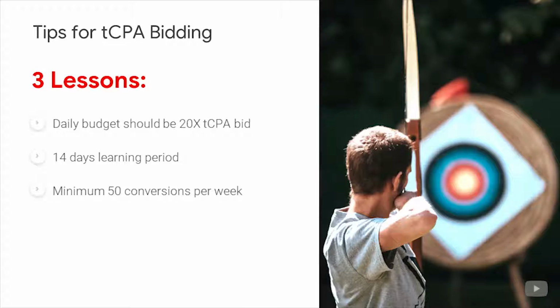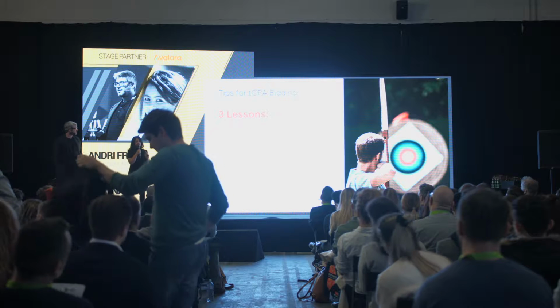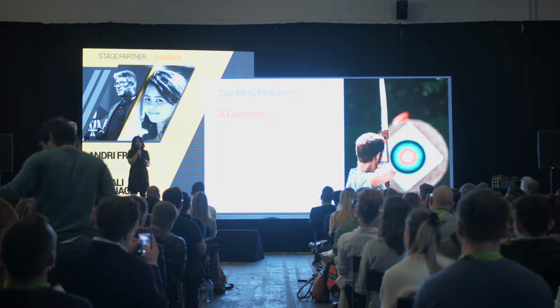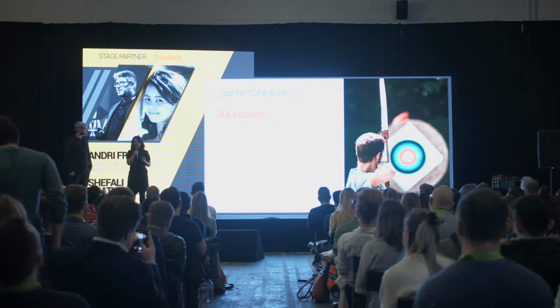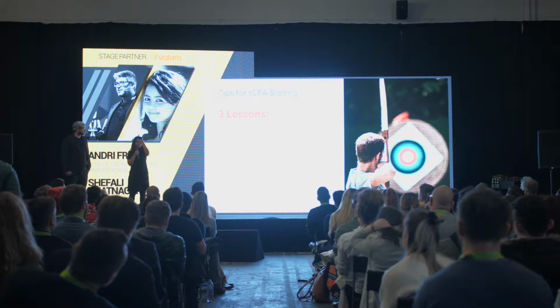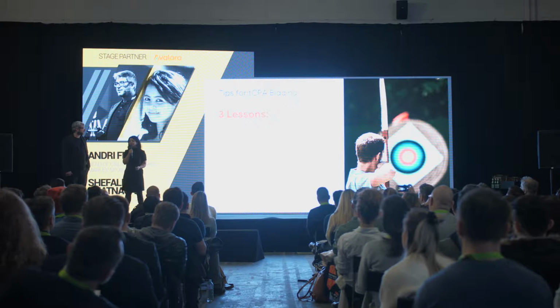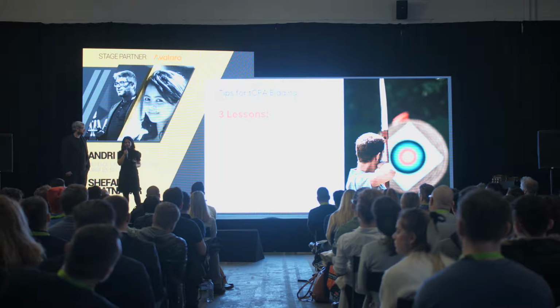All right. But a couple of lessons here is that your daily budget should be a minimum of 20 times your target CPA, just to make sure that the campaign gets enough traffic and gets enough signal to learn from how people are interacting with your ads and your website. Every form of automatic bidding needs a learning time where it's learning this, and for that duration, which is 14 days in this case, the campaign should not be disturbed. So please resist the temptation to make changes during the first 14 days.